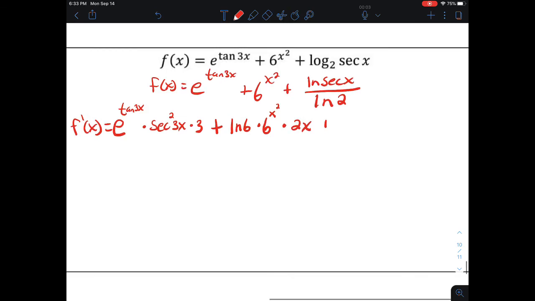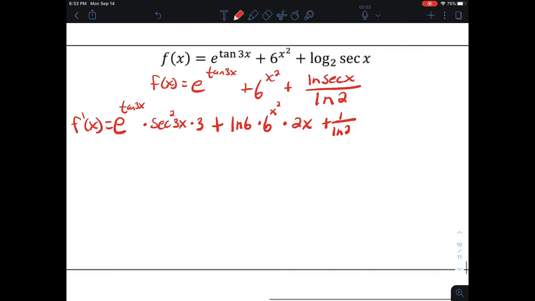And now we're on our last term. What I'm going to do in the last term is pull the ln of 2 off of the ln of secant. So I'm going to have 1 over the ln of 2 times the derivative of the natural log of secant. Well, the derivative of the natural log of secant is 1 divided by the inside times the derivative of the inside.